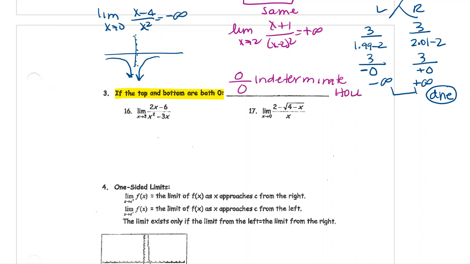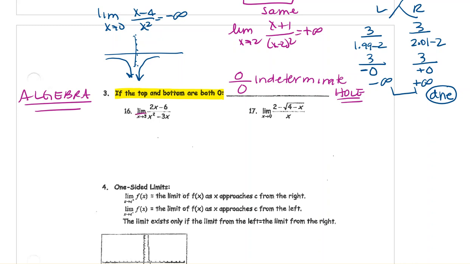Graphically, it means there's a hole, because there's a factor in the top and a factor in the bottom. And this is where you do algebra. All the other cases are lots and lots of thinking. This one is just some algebra. Now the algebra can get a little tricky, but it's just algebra.